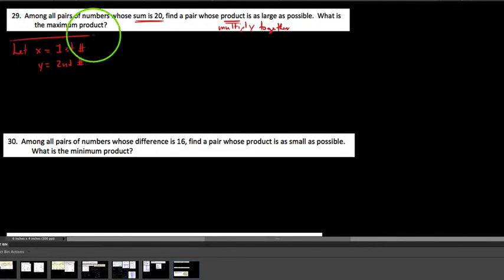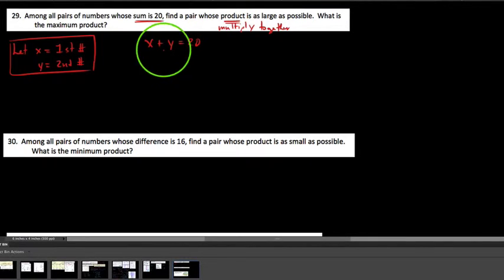Now the way this works is I want to set up the relationship that was explained to me in this problem, and what was explained is that this is a set of numbers whose sum is 20. So we're going to say, here's what I know about these two things: x plus y is equal to 20.